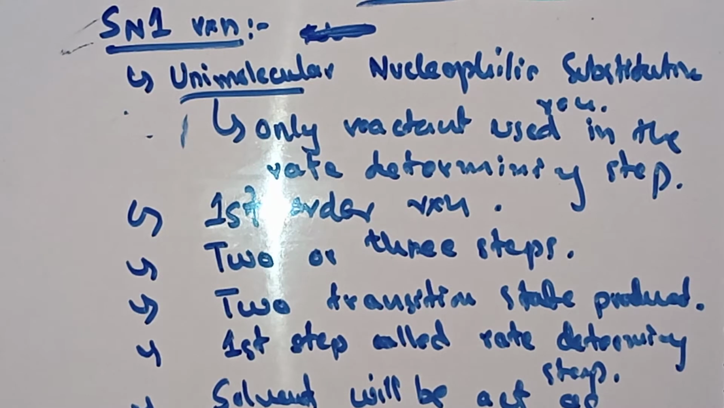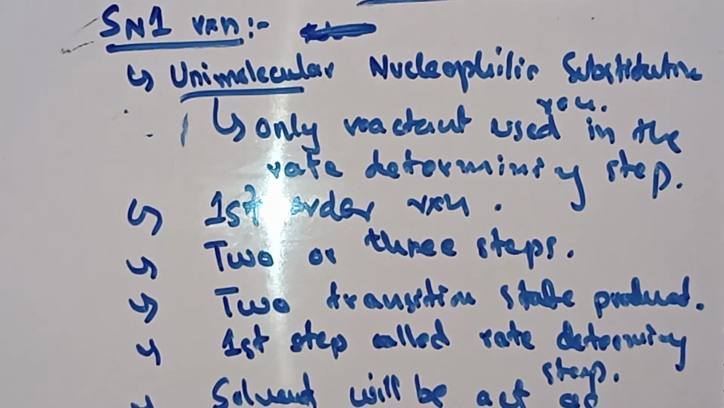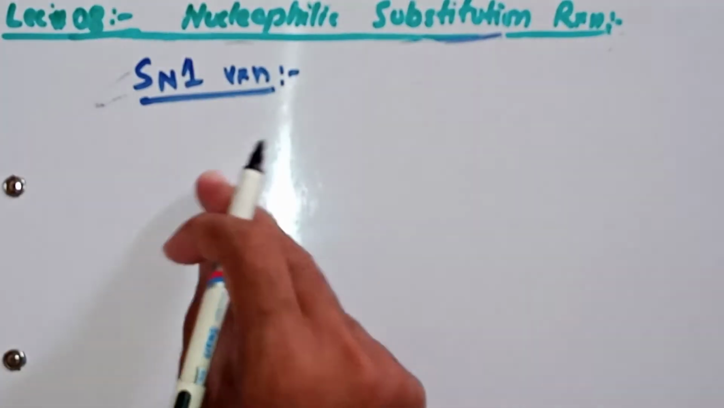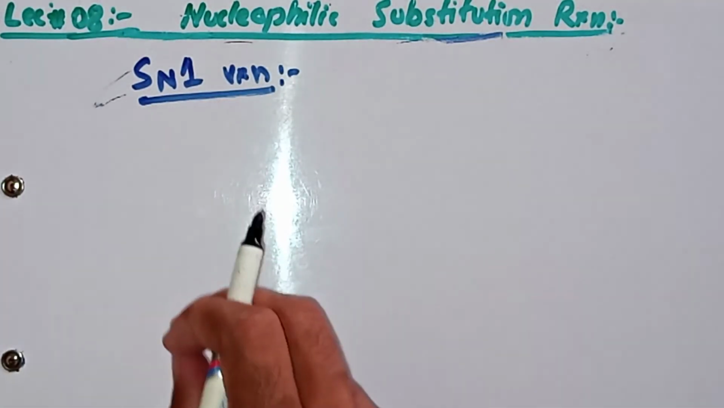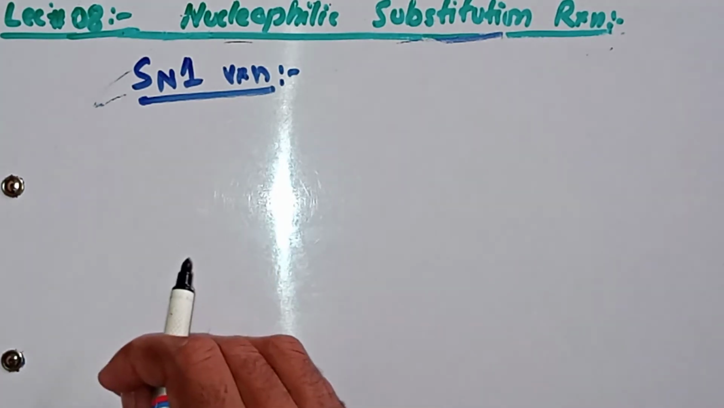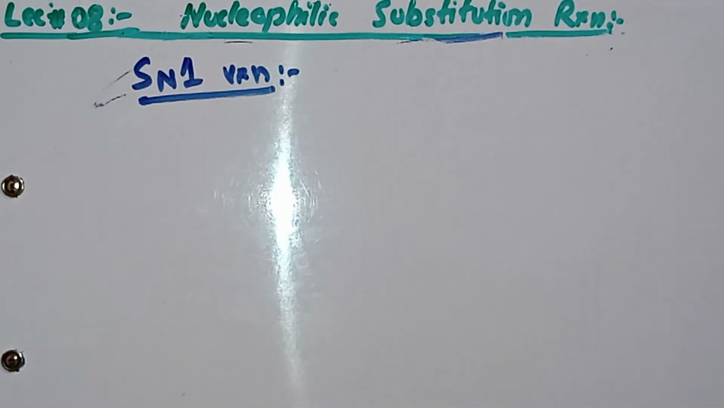I'm cleaning the board because of lack of space. Also, another property is that the nucleophile is not present in the rate limiting step, or you can say the nucleophile is not present in the transition state in the case of the Sn1 reaction. So let's start with an example.